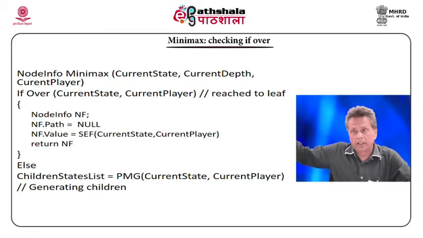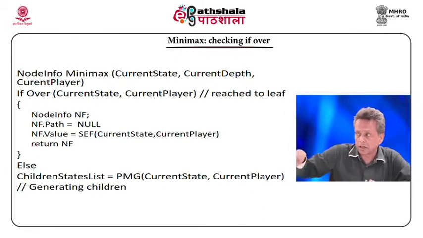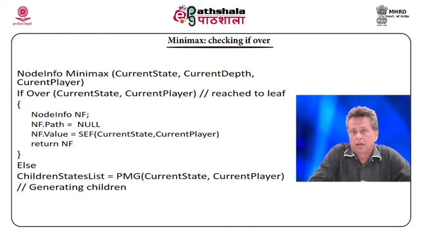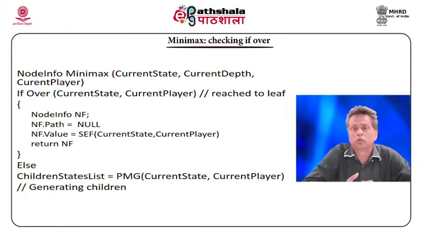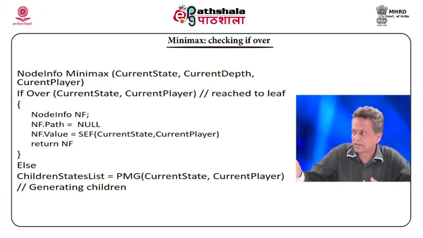Okay, so when the terminating criteria is reached, you will have to come back. So the terminating criteria comes here. The terminating criteria is tested by calling a function called over. As I said, this over function might check many things. We have not written this function, we have only called it with 2 values, current state and current player. It's based on the player as well as the state.